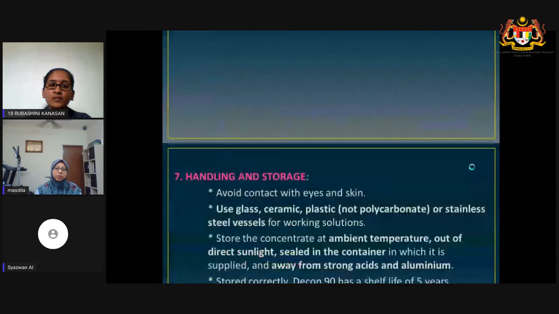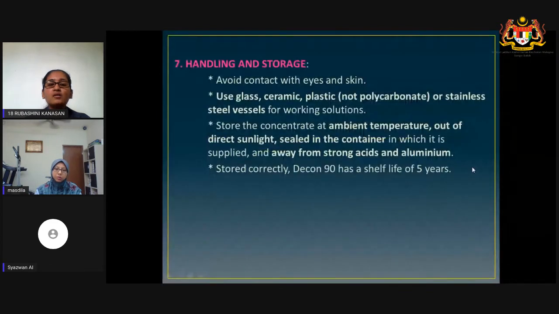Okay, handling and storage. Avoid contact with skin and eyes. Use glass, ceramic, or plastic, not polycarbonate, or stainless steel vessels for working solutions, because it's corrosive to metal. Store the concentrate at ambient temperature out of direct sunlight, sealed in the container in which it is supplied, and away from strong acid and aluminium. If stored correctly, Decon 90 has a shelf life of 5 years.